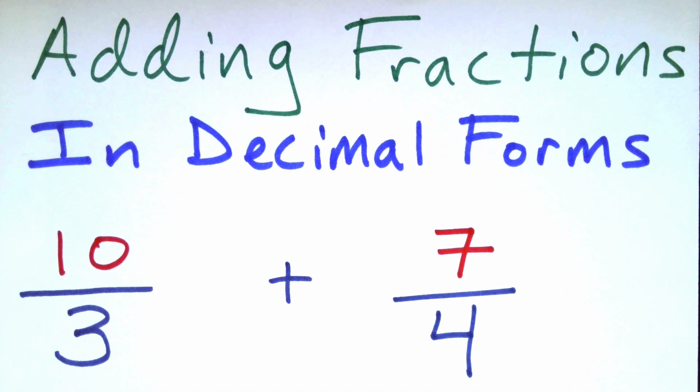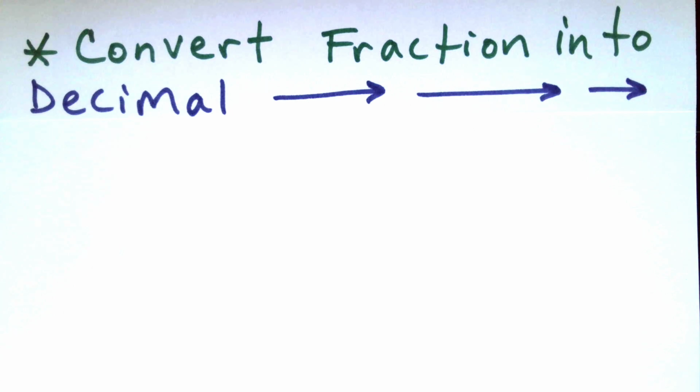In this part 57 video, we're going to be adding fractions in decimal form. As you can see, we have a couple fractions here, 10 thirds plus 7 fourths. Every fraction is a division problem: 10 divided by 3, 7 divided by 4. So what's the first thing we're going to need to do with these two fractions in order to add fractions that are in decimal form? If you said convert your fractions into decimals, you're absolutely correct.